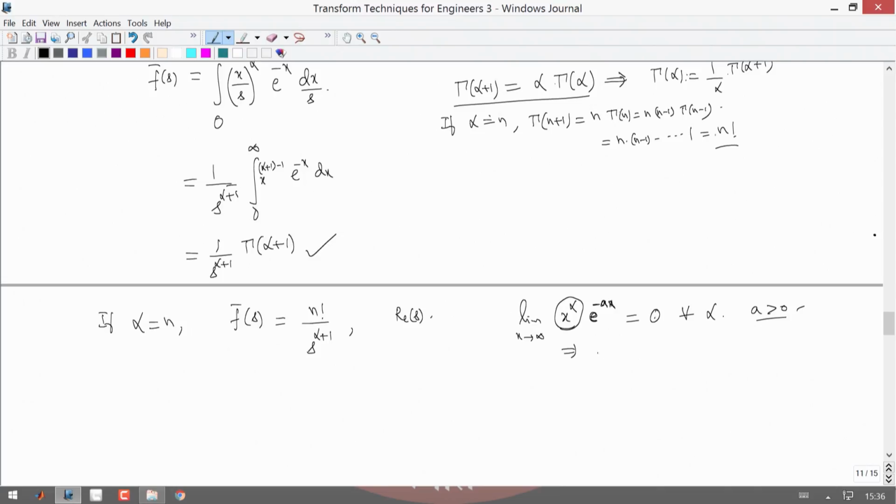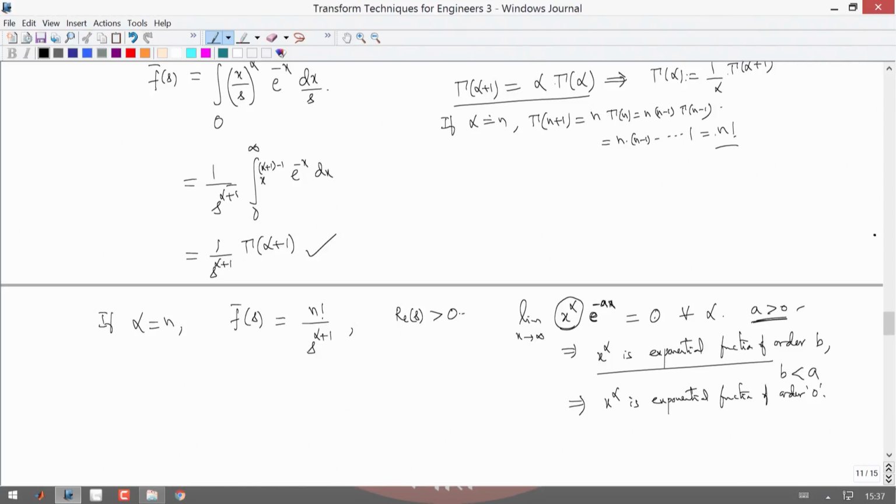So, that implies this function x power alpha is an exponential function of order, certainly something less than a, of order let us say b, where b is less than a. A itself is true for every positive. So, that implies exponential of order 0. So, that implies x power alpha is an exponential function of order 0. Okay. So, that means real part of s has to be greater than 0. So, that is how we derive this, you get the transform of this.